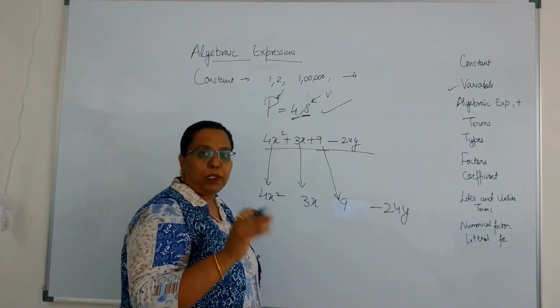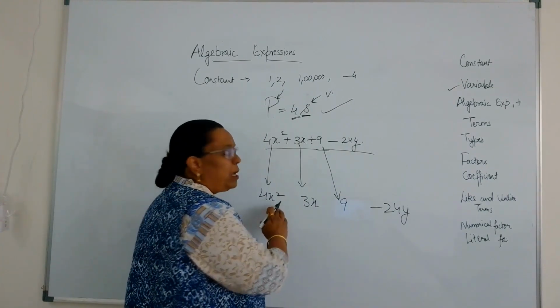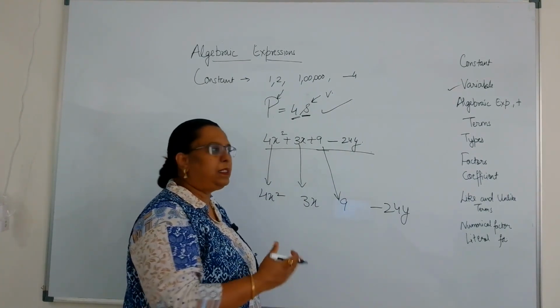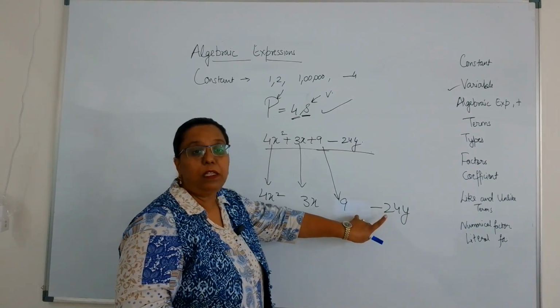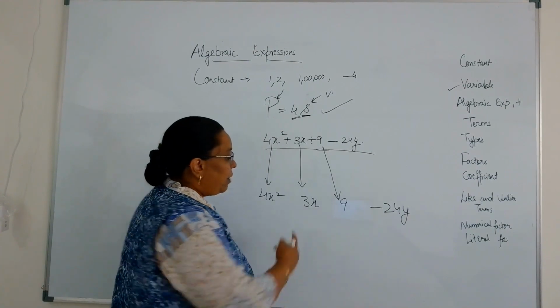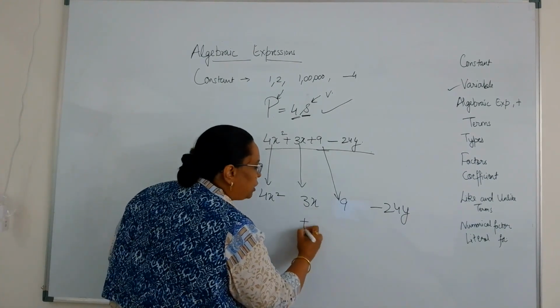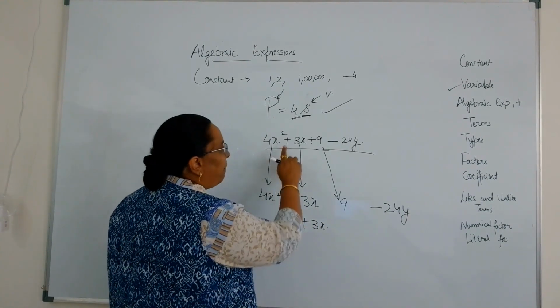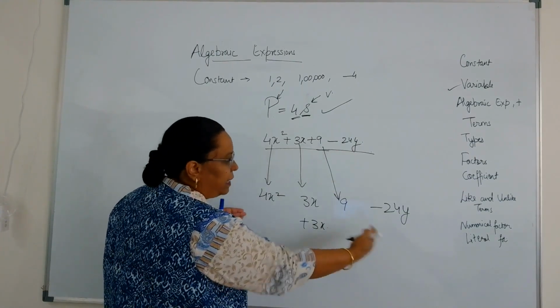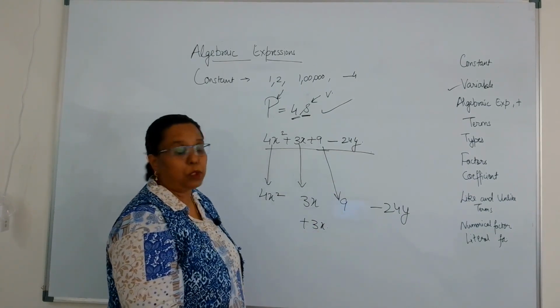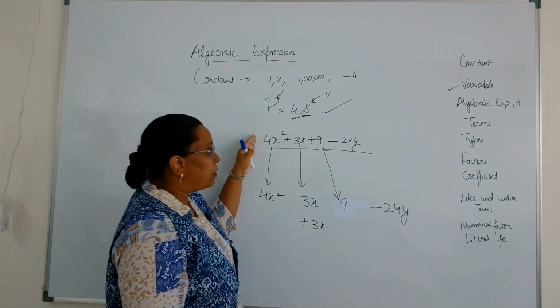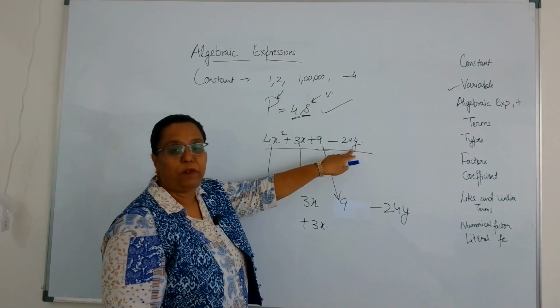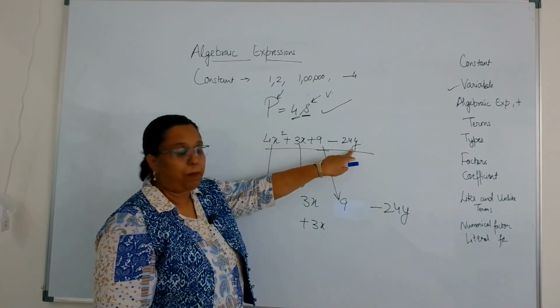Wherever there is a positive sign, we normally do not mention it because it's taken by default. But if there is a negative sign, we have to show it. Fine. If I am writing 3x, it means plus 3x. So plus and minus, they separate various terms. So this expression has 4 terms, 1, 2, 3, 4, which are separated by plus and minus.